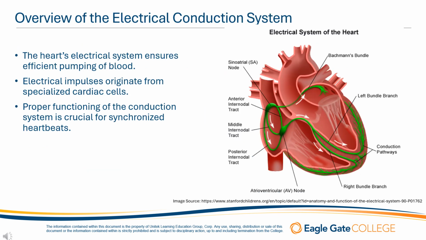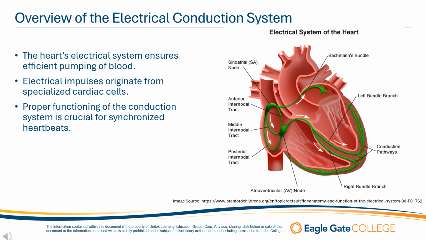The heart's electrical system is essential for its function as a pump, ensuring blood is efficiently circulated throughout the body. This system is like the heart's own internal electrical wiring, making sure that each part of the heart contracts at the right time, in the right sequence, to maximize the efficiency of blood flow.